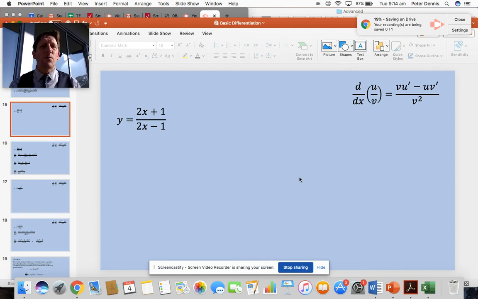Okay, so here we have the quotient rule. Why is it a quotient rule? Because we have one function of x divided by another function of x. And it's obvious it's a quotient rule when you get this division thing happening over here.